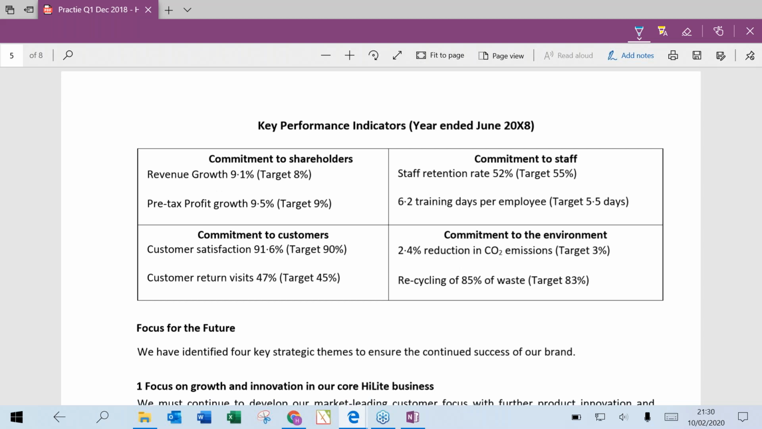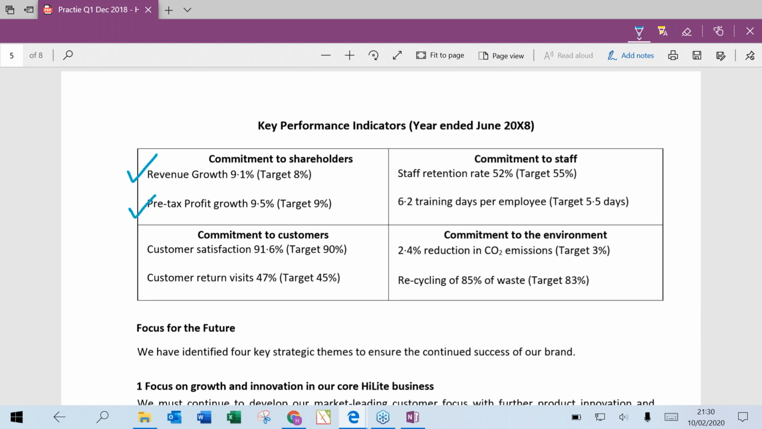Commitment to shareholders, revenue growth 9.1%. We already know that, but the target was 8%. Very good. Pre-tax profit 9.5% growth, target 9%. Oh my God, so they did really well in this. They did really well in this.